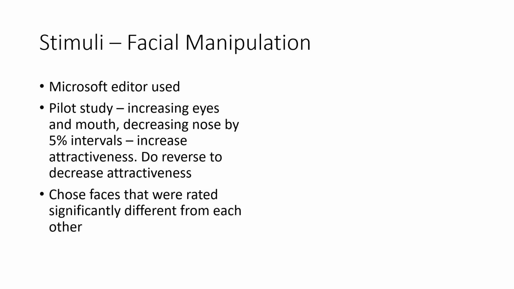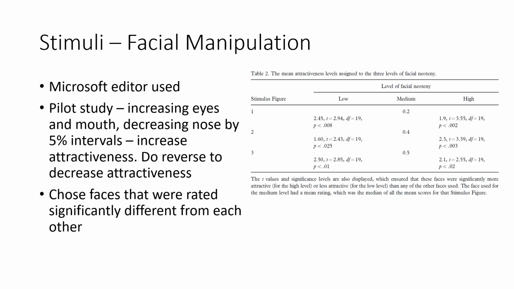So they manipulated these pictures and gave them to participants in this pilot study. And this right here is just a snippet of how the ratings came out in this particular pilot. So levels of neoteny, so levels of manipulation. So low neoteny versus high neoteny, or high youthfulness, low youthfulness. And they basically selected the faces that were rated as being significantly different from each other. So they were different enough that participants rated attractiveness differently. They selected those particular pictures to be used in this current study that we're discussing right now.